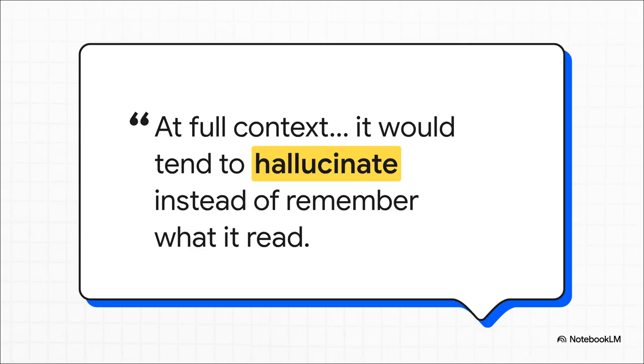This user found that when they pushed the model close to its 128,000 token limit, it just started making things up instead of remembering what was actually in the document. So while the architecture can handle a long context, the model's ability to actually use it reliably seems to be a bit of a question mark.